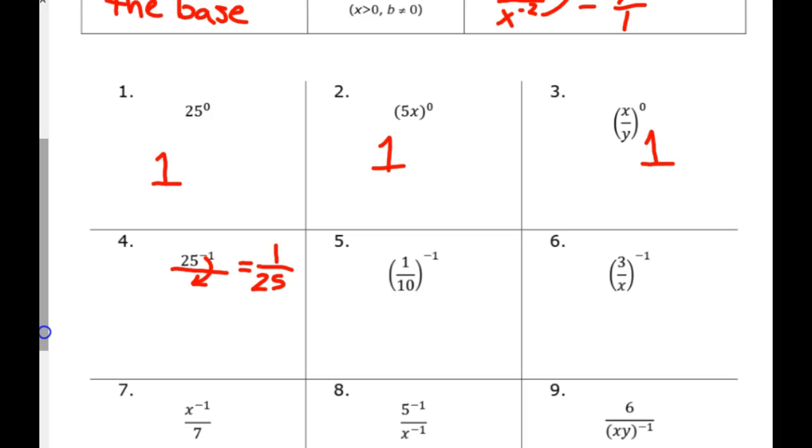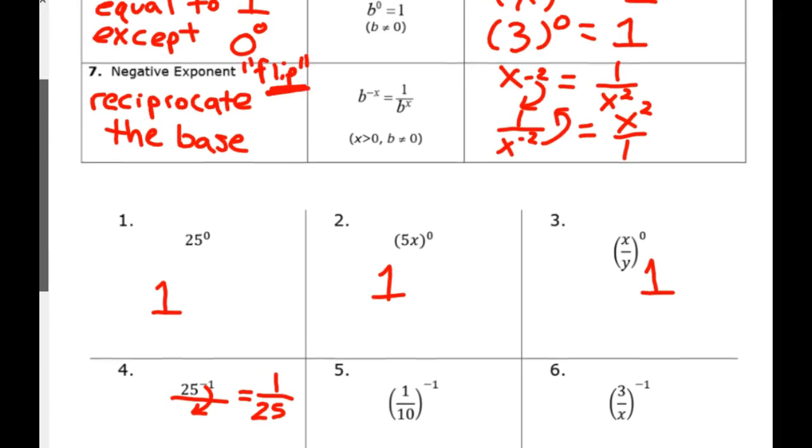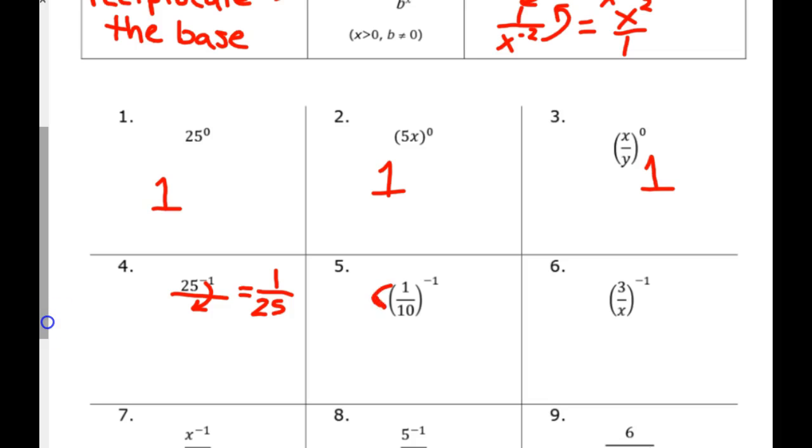Now number 5 and 6. What if you have a whole fraction to the negative 1? What did we say happens over here? Flips it. So negative 1 is going to flip that fraction. Cool? Is everyone with me? New stuff. So let's flip this fraction. 1/10 to the negative 1 flips it over. So it's going to be 10/1, which is just 10. Again, a fraction, all to the negative 1, flips the whole thing over.